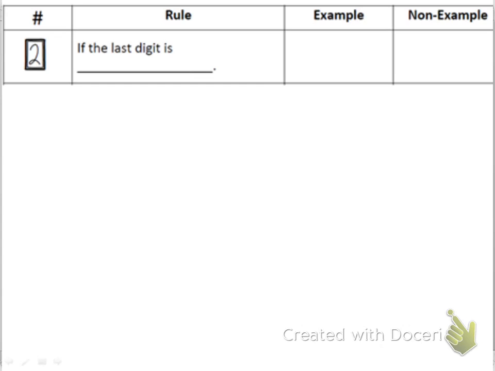Alright, we are going to start with the divisibility rule for 2. A number is divisible by 2 if the last digit it has is an even number. An example of this is 62. The 2, underline that, the 2 is even, so we know it is divisible by 2. A non-example, or an example of a number that is not divisible by 2, would be 63, because the last digit is odd. That's it for our divisibility rule with 2.